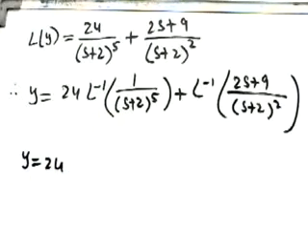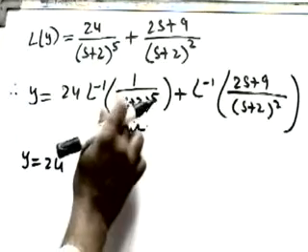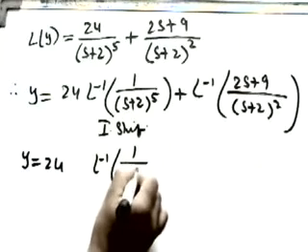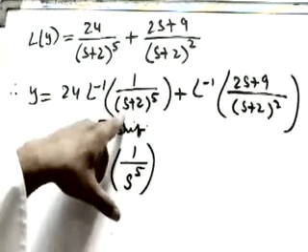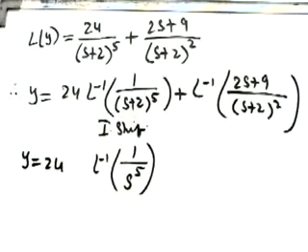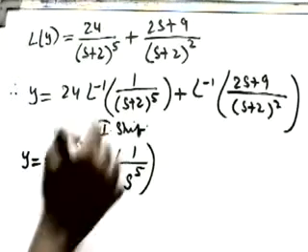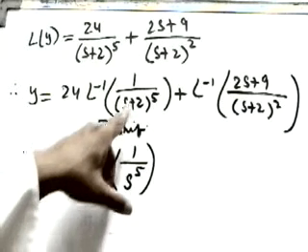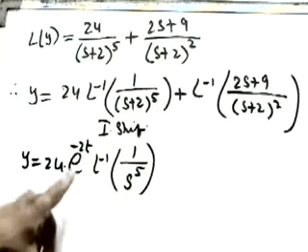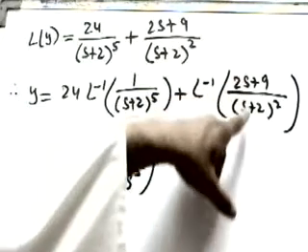Now you see here, we have to use first shifting. When we use first shifting, watch carefully, s plus 2 will become s. We have done these questions already in the previous parts. With that we have to multiply e power minus a t. This is s plus a, so here a is 2, and we write e power minus 2t.